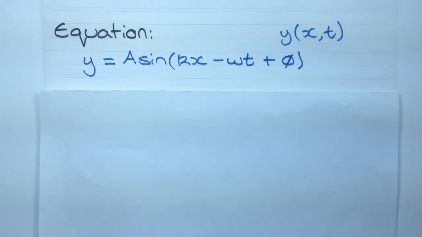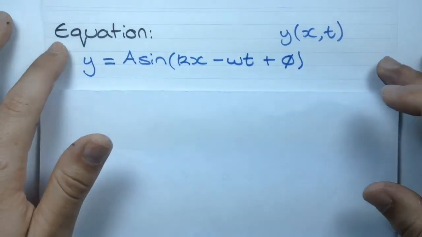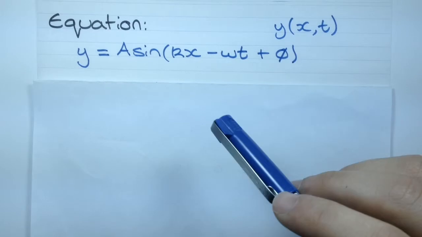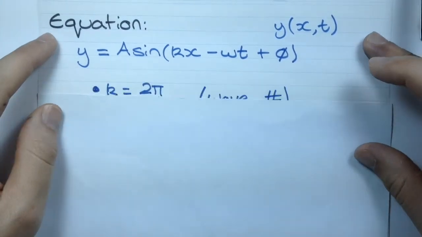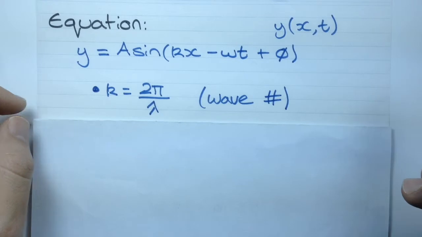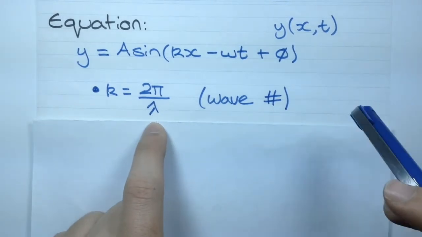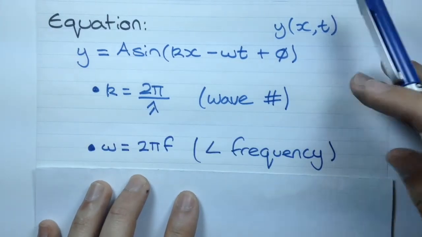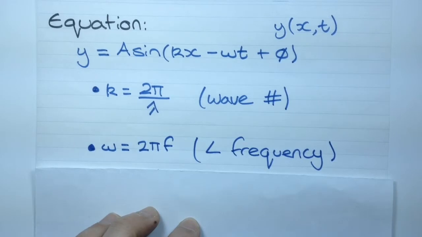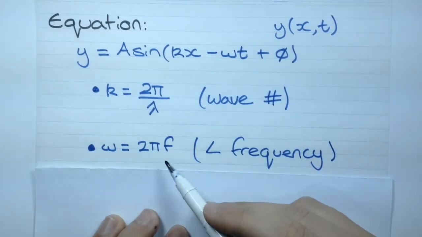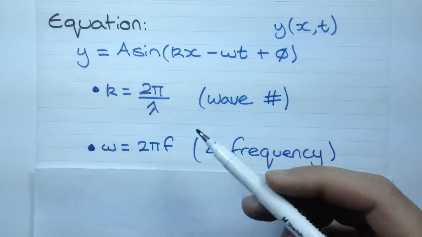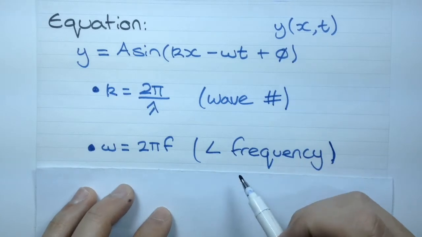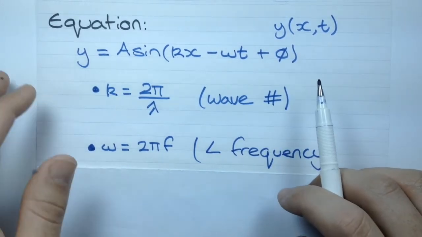So I suggest you do some practice questions to try and conceptualize that idea of an equation with two variables. With k and omega, k is equal to 2 pi on lambda, so 2 pi divided by the wavelength, and it's called the wave number. Omega, like we saw in our oscillations, is still equal to 2 pi times the frequency, and both of these are on your formula sheet, and omega is still called the angular frequency for a traveling wave.